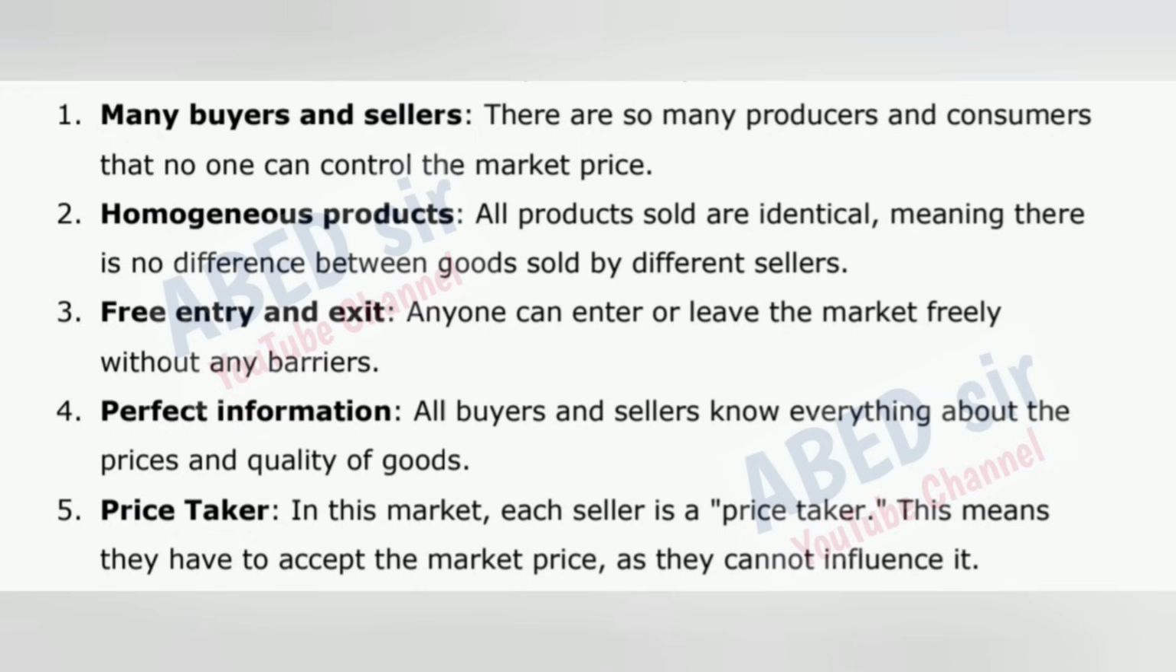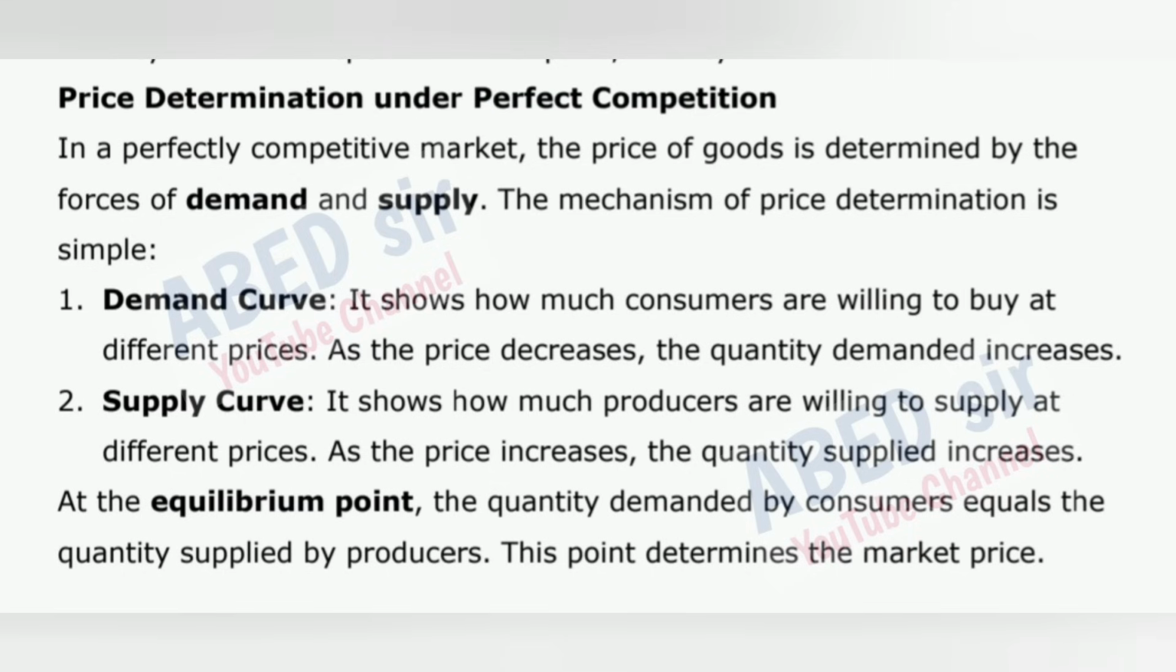4. Perfect information. All buyers and sellers know everything about the prices and quality of goods. 5. Price taker. In this market, each seller is a price taker. This means they have to accept the market price, as they cannot influence it. Price determination under perfect competition. In a perfectly competitive market, the price of goods is determined by the forces of demand and supply. The mechanism of price determination is simple.